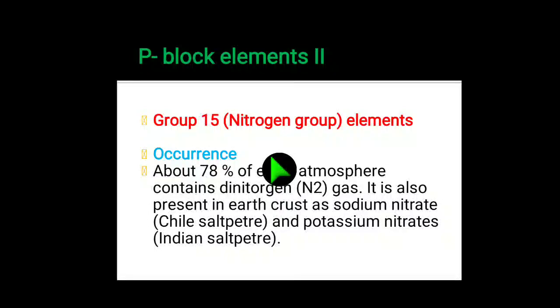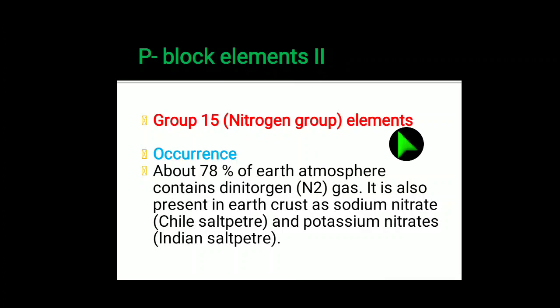Let us discuss the third lesson, P block elements 2. The chapter is group 15, nitrogen group elements. In this chapter, we will discuss nitrogen and ammonia: preparation, chemical properties, and physical properties. First, nitrogen.